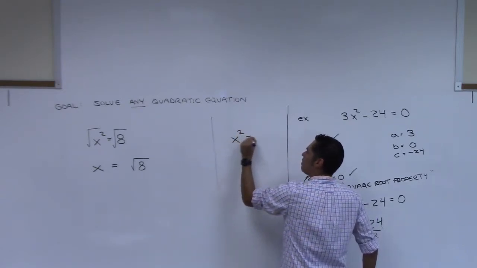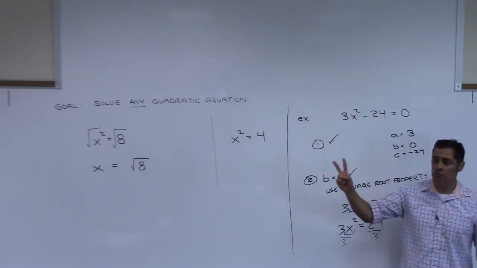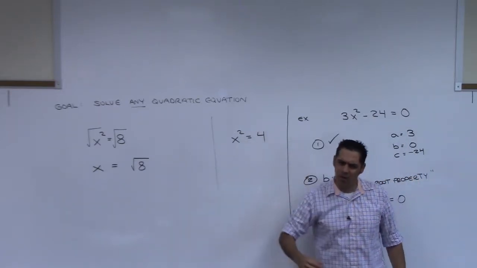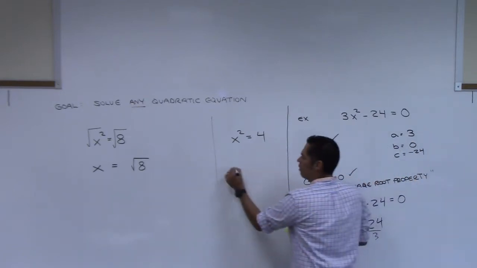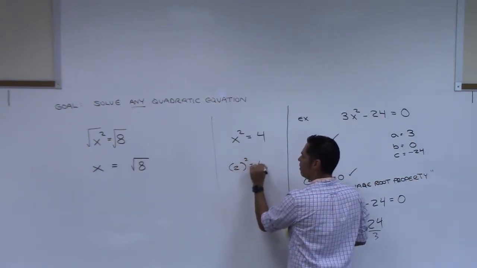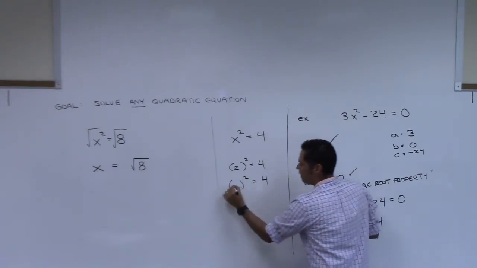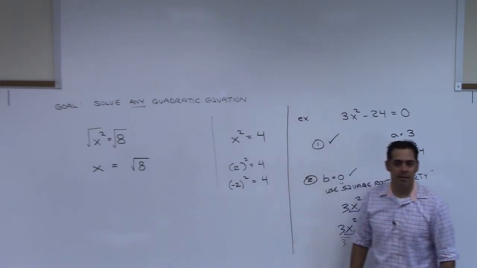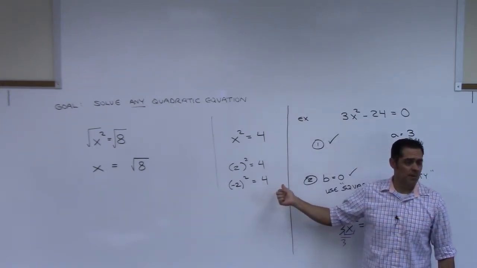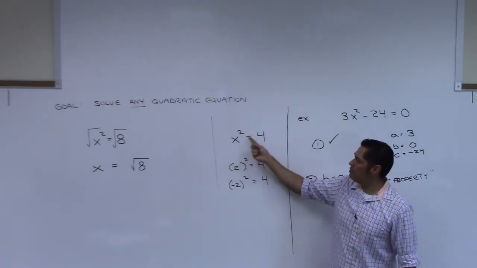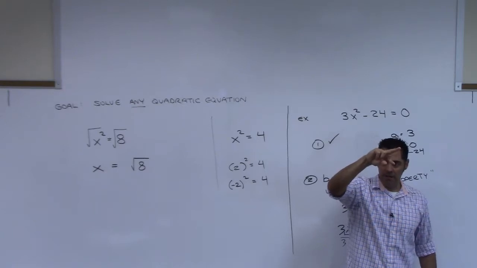If I tell you that some number squared is 4, what number am I talking about? 2, right? 2 squared is 4. Is that the only number that you square to get 4? I agree 2 squared is 4. But what other number could I square and also get 4? Negative 2, right? Negative 2 times negative 2 is also positive 4. So when you have x squared equals 4, there's actually 2 answers. 2 and negative 2, right?